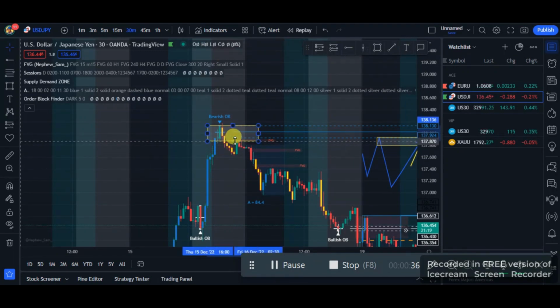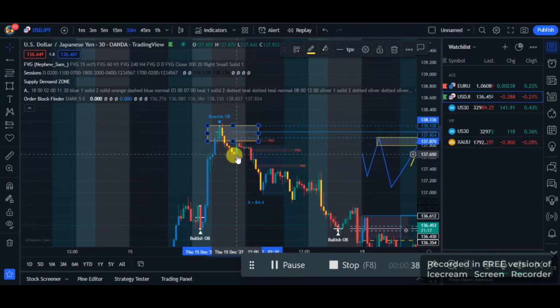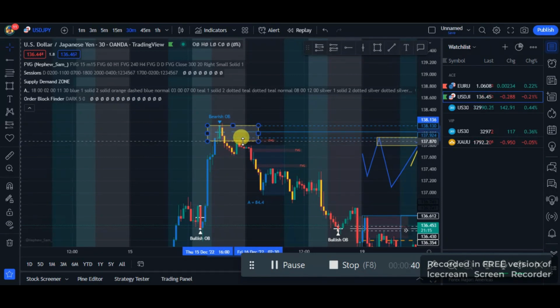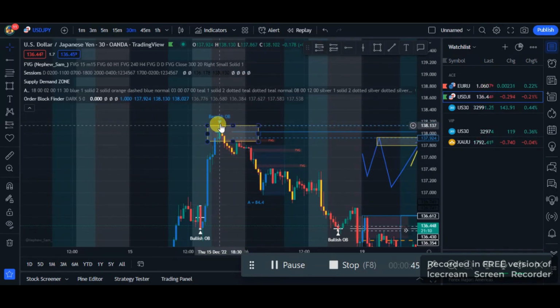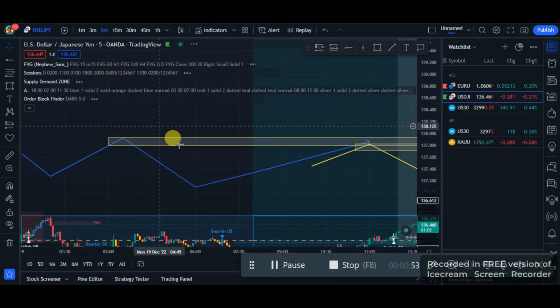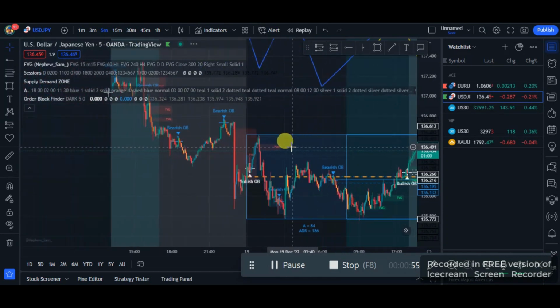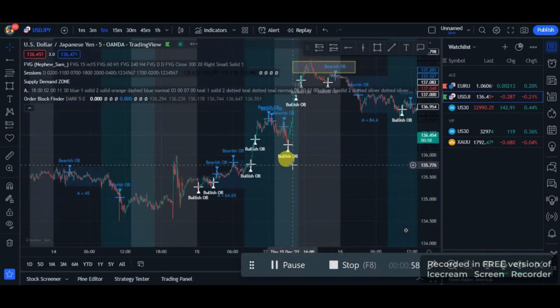You can see this is the 30-minute time frame, and let's wait for an entry. So this is the 30-minute time frame, as you can see, and this is an order block for a sell, a bearish order block at this point, and this is the supply zone here. What you want to do now is go down to like the 5 minutes or the 15-minute time frame. So let me use the 5 minute time frame for this one.